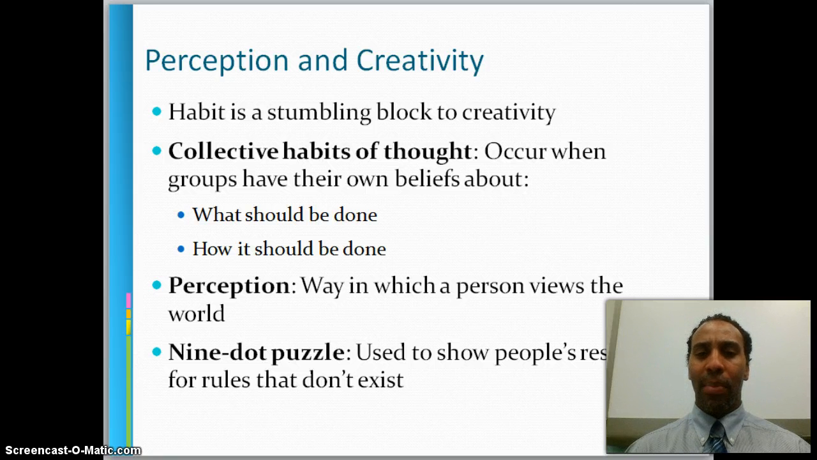The nine dot puzzle is used to show people's respect for rules that don't exist, right? That's the one where they say, okay, connect these lines, but you stay within certain confines and rules that people don't even tell you that you have to follow. Nobody said that you can't lift up your pen and draw a circle and this and that. So you have to be careful about sticking to certain rules that you don't even need to adhere to.